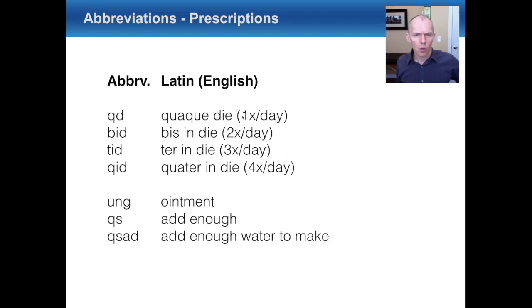When you're talking about how many times a day to do it, QD means once a day. BID, like a bicycle, means 2 or twice a day. Tricycle, TID, means 3 times a day. And then QID, which is not to be confused with the QD, is 4 times a day. So QD is 1 time a day. QID is 4 times a day. There's a few other notations, like if you're making up your tincture, you say QS is add enough, or QSAD means add enough water to make.